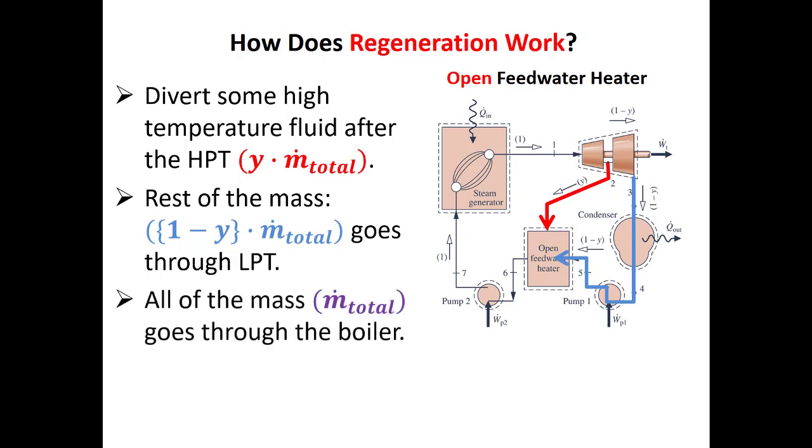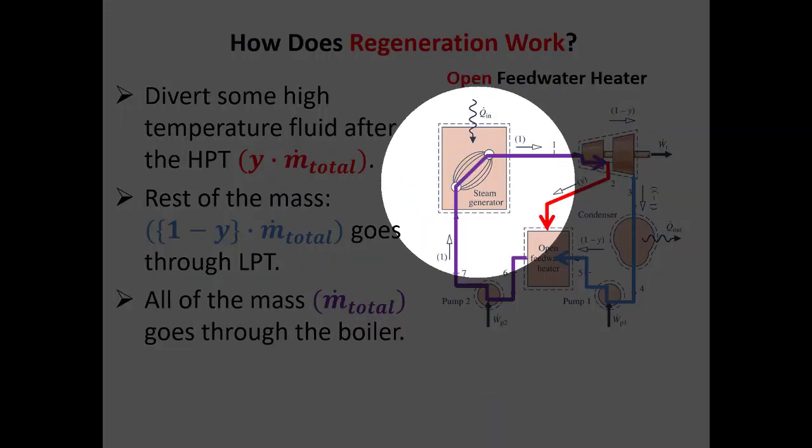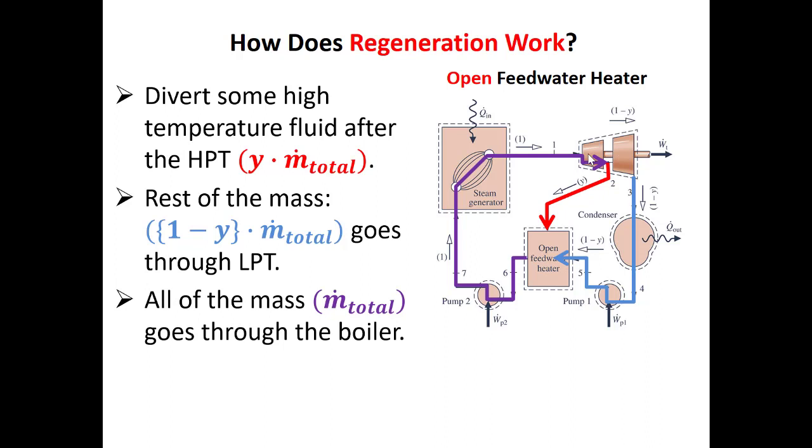And then what's going to happen is all the mass comes back together and the whole mass flow rate is going to go through this second pump, the steam generator, and the first turbine.